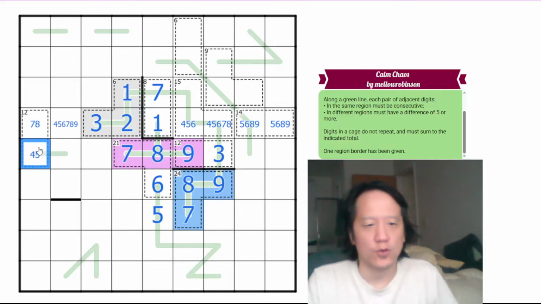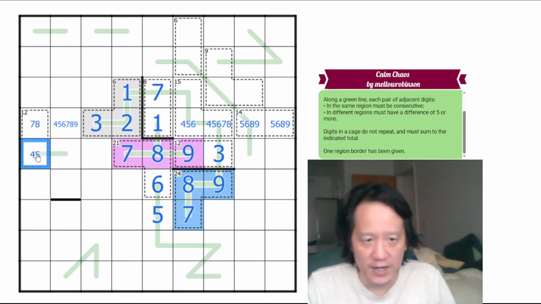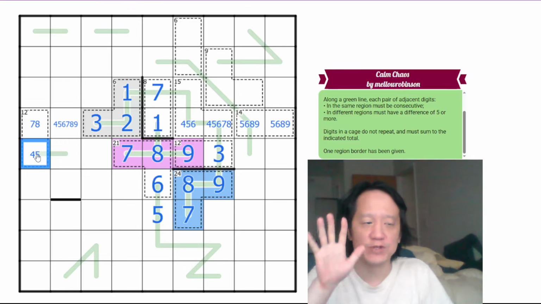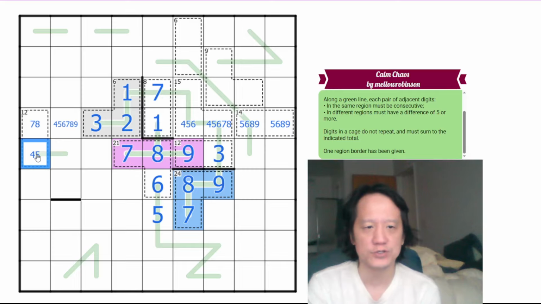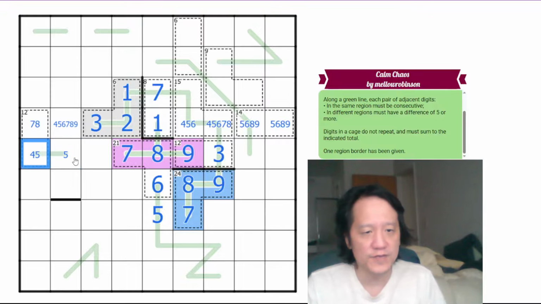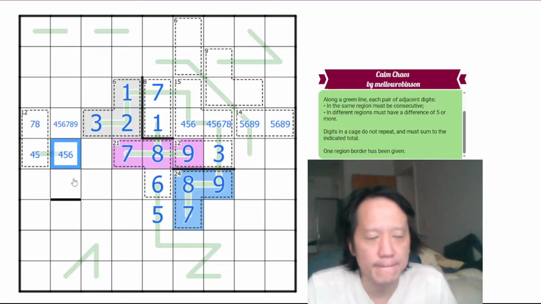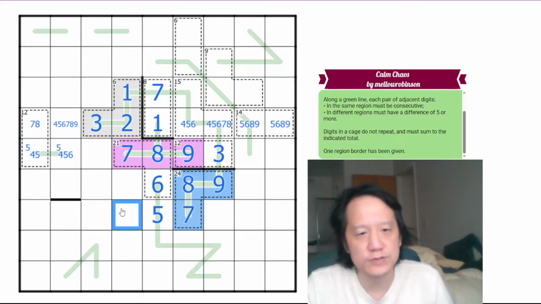If this is 4, it can only be next to have a difference of 5 with 9 here. So this cannot be, and if it's 5, 5 can't have a difference of 5 or more with any other digit in normal Sudoku. So if this is 4, this has to be 5. If this is 5, this has to be 4 or 6 here. So 5 is guaranteed to be one of these two digits.